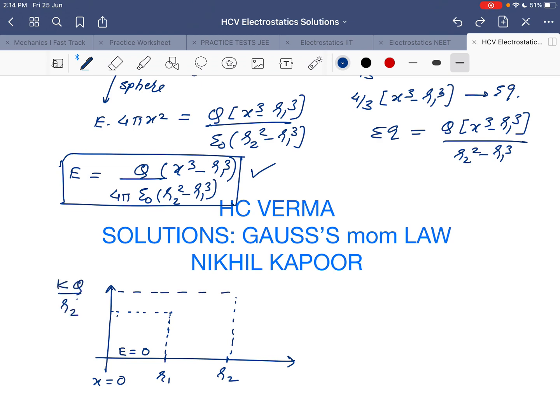which will be kQ upon r2 square, that is the field at the surface of a sphere, kQ by r2 square. And then it goes on decreasing with the distance, because electric field at a point outside the sphere is inversely proportional to r square, and from here to here it increases. Okay, and that's the rough variation of electric field right from x equal to 0 onward. Okay, thank you.